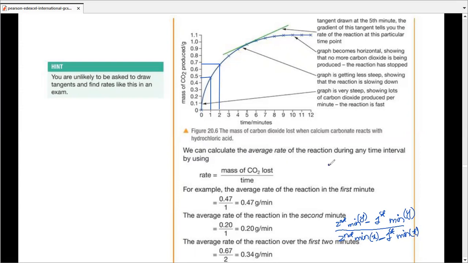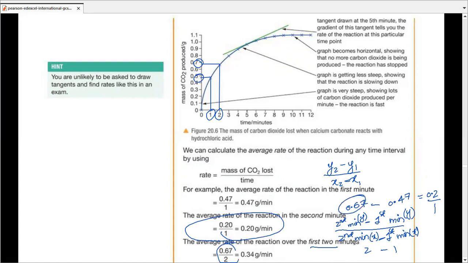In maths, we usually call this tangent y2 minus y1 over x2 minus x1, which means the second value of x and the first value of x, the second value of y and the first value of y. I guess they are taking this one as 0.67, this one as 0.47, this one as 2, and this one as 1. So this gives you 0.2 answer, and this gives you over 1, right? So that's how we get this value. Make sense? Yes. But if we find the average rate over the first 2 minutes, that would be 0.67, this value and this value. So you'll get this answer.